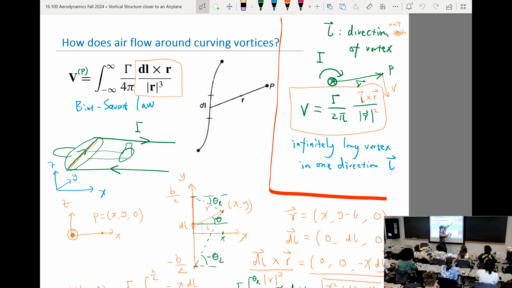And the circulation gamma means if you integrate over a circle of radius r, which means over a length of 2 pi r, what is that total integrated velocity? That's why the velocity is 1 over the magnitude of r. But this is the velocity as a scalar. What if we want to represent this velocity as a vector? What is the direction of that velocity?